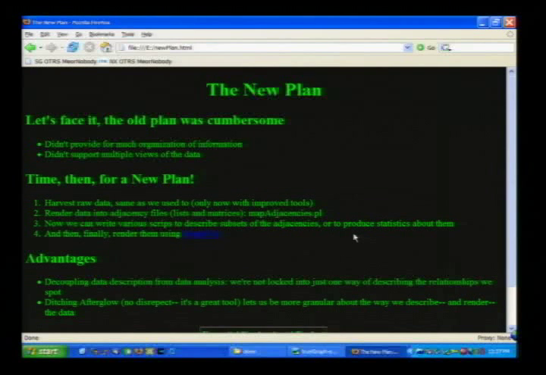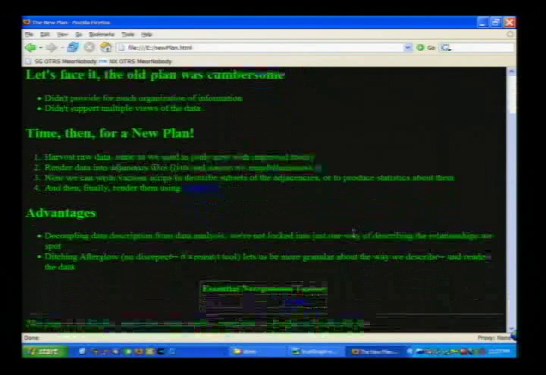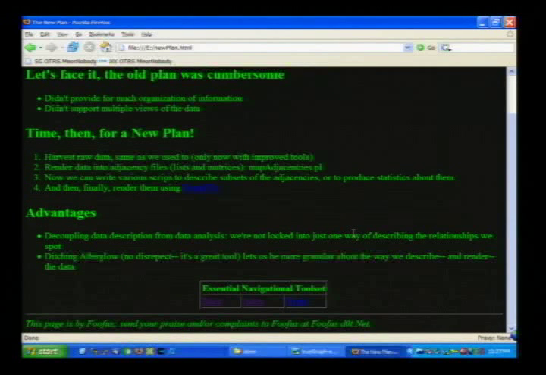Now, the old plan was kind of cumbersome. It didn't provide much organization of our information. That's that school district graph I showed earlier. It didn't really support multiple views of the data, and we know we might want to visualize things more than one way. So we have a new plan. We're going to decouple the description of the data from the analysis of the data. And I'll tell you what I mean in just a moment. I used to run things through Afterglow to generate my dot files. I'm ditching Afterglow not because Afterglow isn't superior to my work in every way, but just because it's designed for a specific purpose, and I want to be more granular with the way I manage dot.